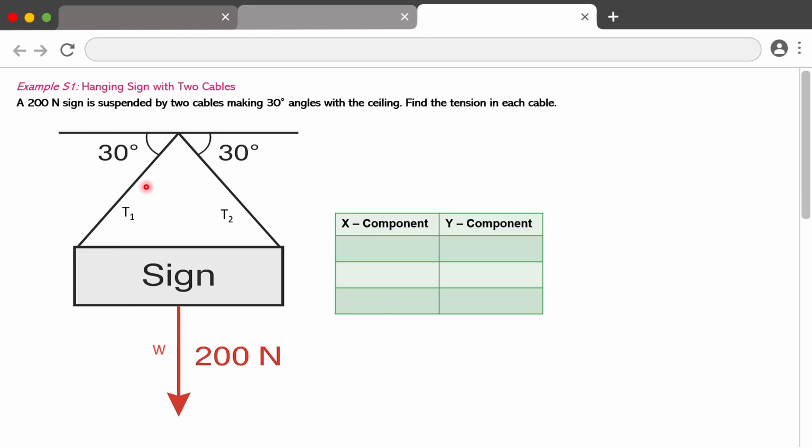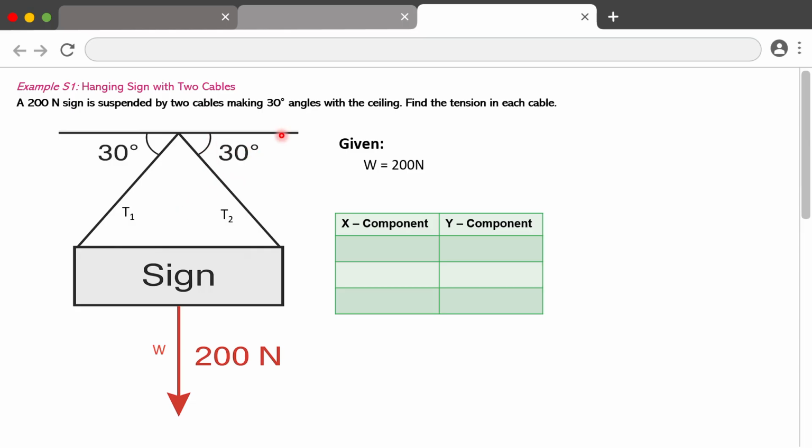So let's list down the given quantities in this problem. We're given that the sign has a weight of 200 newtons, or in other words, the Earth is exerting a gravitational force on the sign, which is 200 newtons. It is specified in this problem that the sign is suspended by two cables. So what does this mean? It means that the ceiling, denoted by the straight line, is exerting a tension force on the sign, which counteracts the weight or the gravitational force that the Earth exerts on the sign.